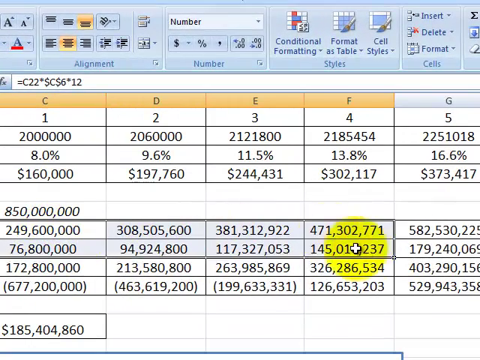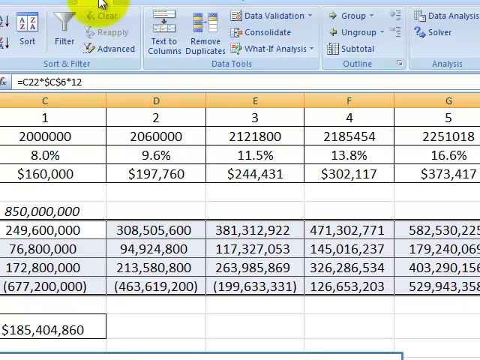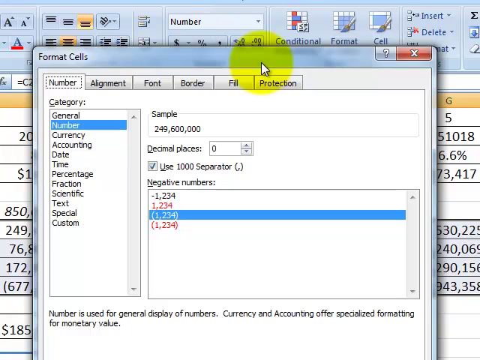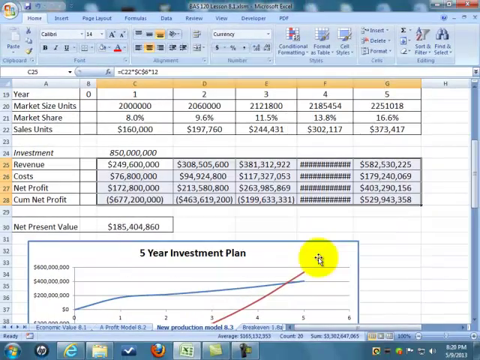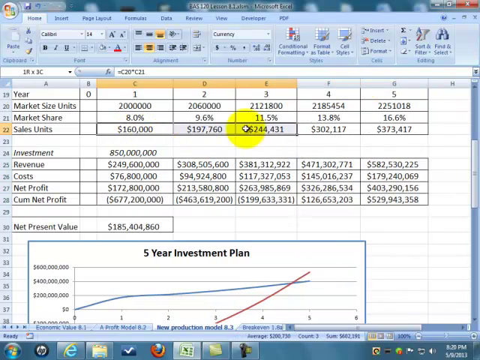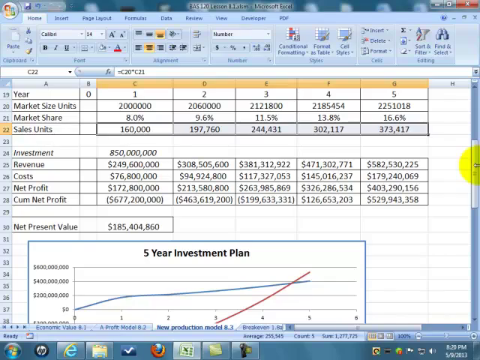Let me put the dollar signs on here. That's easy. I go over here to number, and I change those to currency. And there, I have to widen this a little bit. And then these are units. I apologize, so we're just going to change those to numbers. So there you go. That lines up a little better.